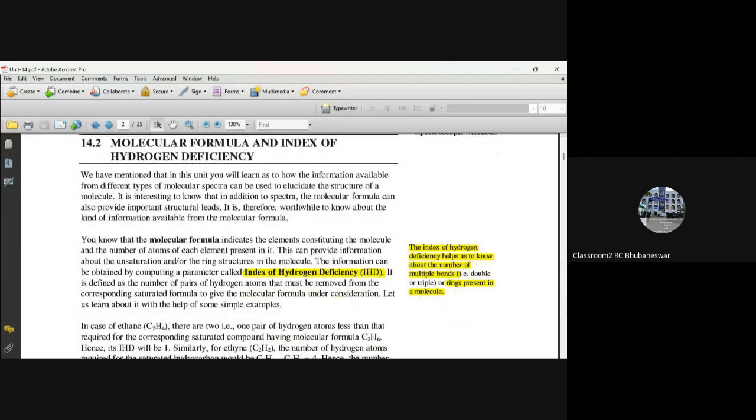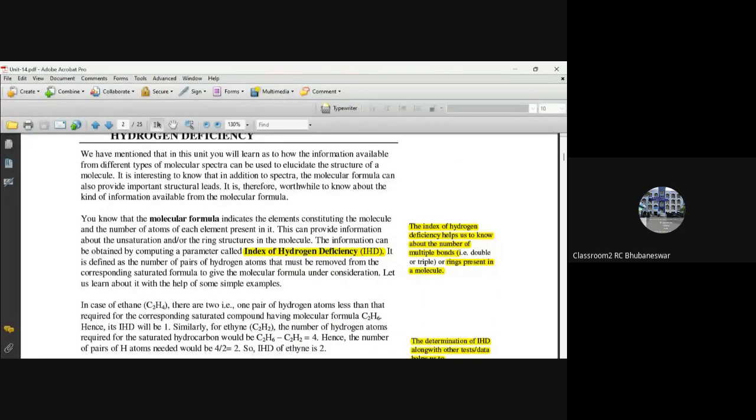To start with, a compound is given. First, you have to calculate the index of hydrogen deficiency. The index of hydrogen deficiency helps us to know the number of multiple bonds, whether it has a triple bond or double bond or any rings present in the molecule. That information we first get from the index of hydrogen deficiency.